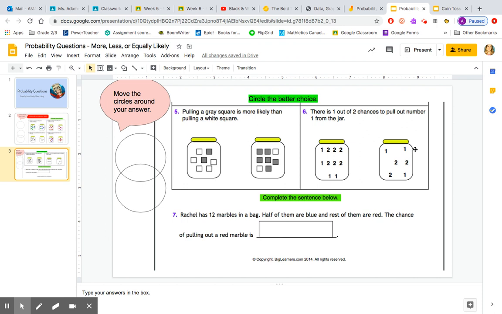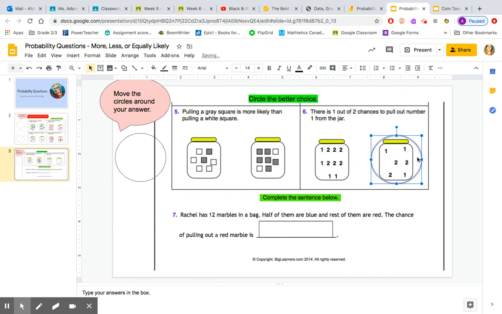So I'm going to look over here. I have 1, 2, 3 2s and 1, 2, 3 1s. So that means that they are both equally likely to be picked. There is 1 out of 2 chances. So there is a 50-50 chance that I'll pick 1 and a 50-50 chance that I'll pick 2. So it is equally likely. So I'm going to take my circle and I'm going to put it over the jar.